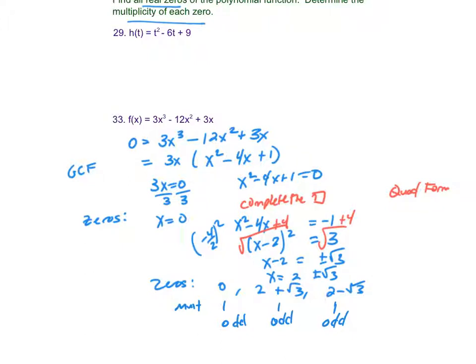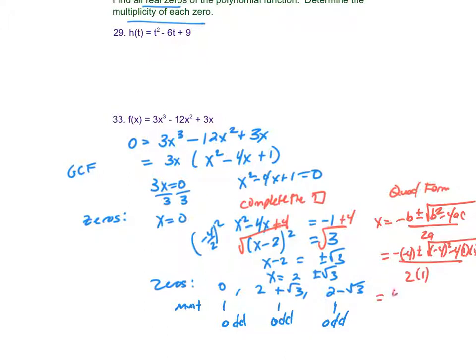I'm going to use the quadratic formula to find the two zeros that come from x squared minus 4x plus 1, just in case you are a fan of the quadratic formula. So remember, x equals negative b plus or minus the square root of b squared minus 4ac all over 2a. So I'll substitute in the opposite of negative 4 plus or minus the square root of negative 4 squared minus 4 times a, which is 1, and c, which is 1, all over 2 times a, which is 1.